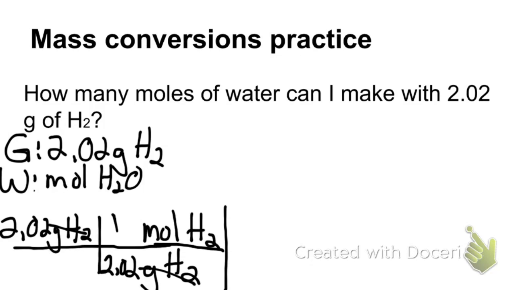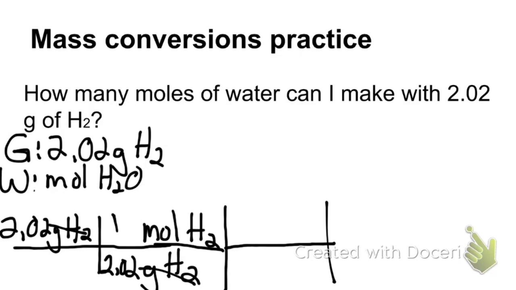That leaves us with moles of H2. Is that what we want? We want moles of H2O. So we've got to keep going. Okay. And if we think back to our last video, how did we get from moles of one substance to moles of another? We had to use the mole ratios from our balanced equation. So let's write down our balanced equation real quick.